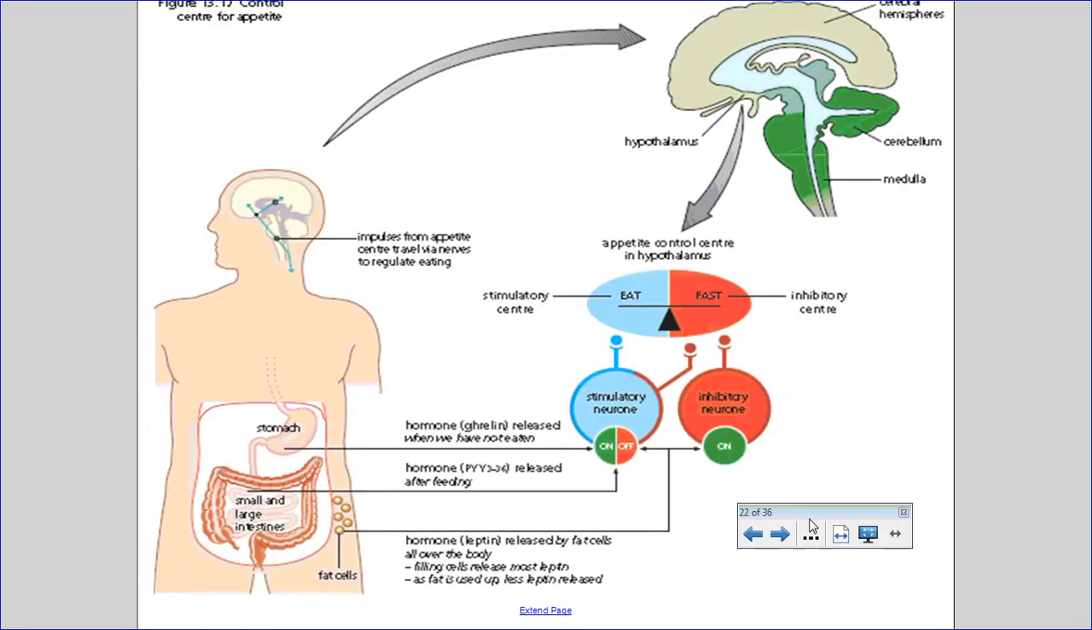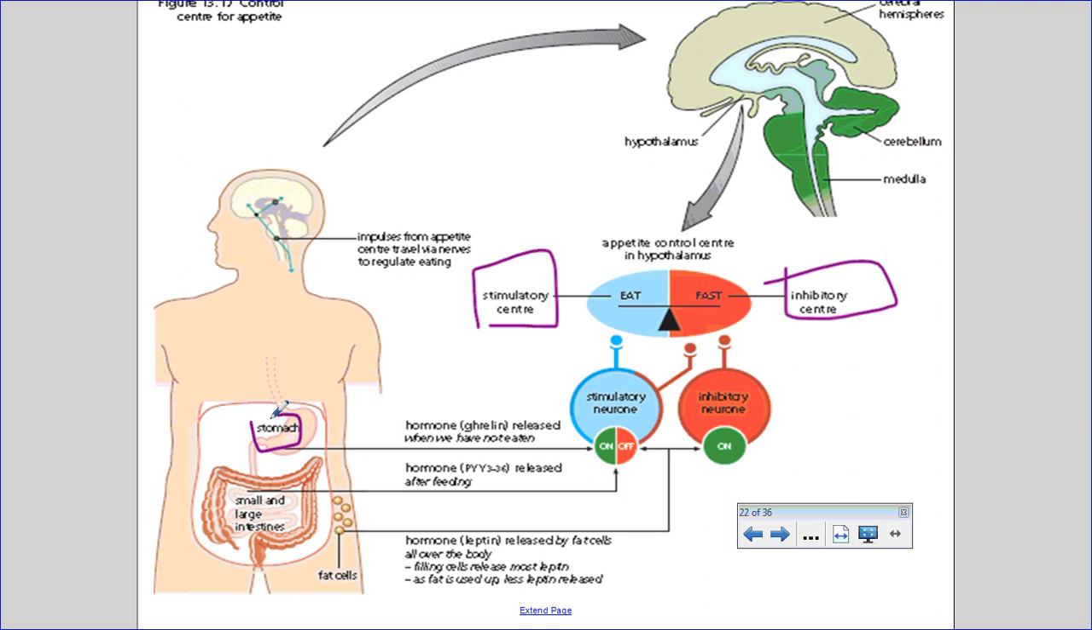So this diagram just goes through how these different hormones, ghrelin and the hormone PYY, act on that appetite center in the brain. If we have this person's brain magnified, here's the region of the hypothalamus. And in the hypothalamus, you have that appetite control center. So you have a stimulatory center telling you to eat, and an inhibitory center telling you not to eat.